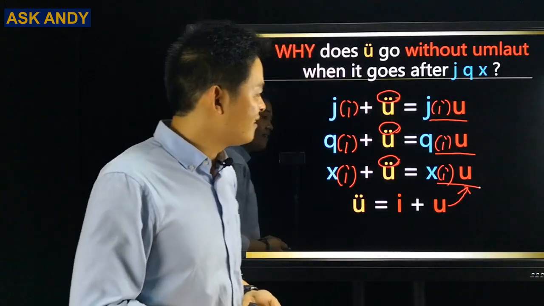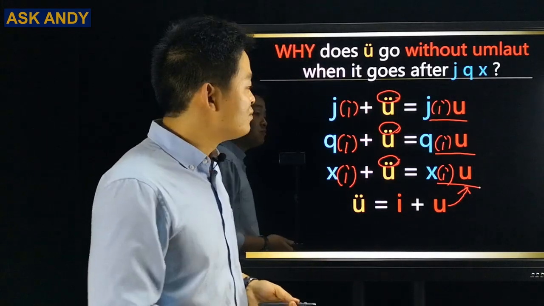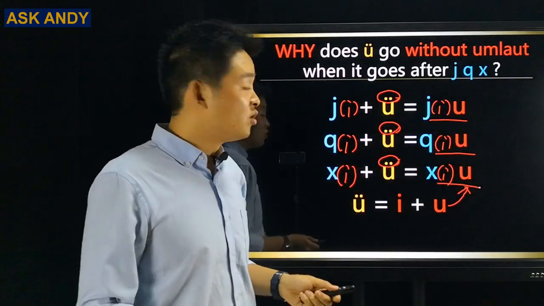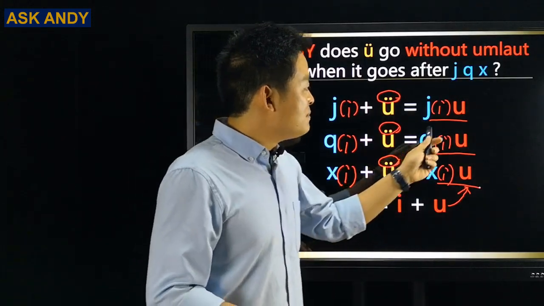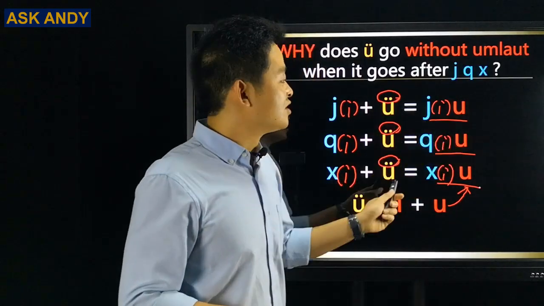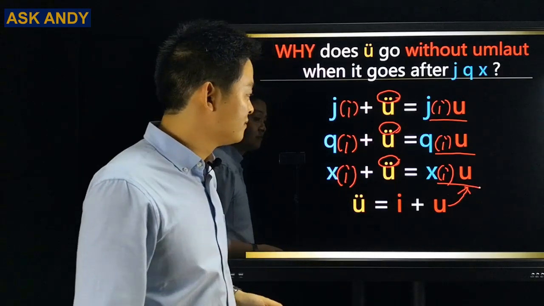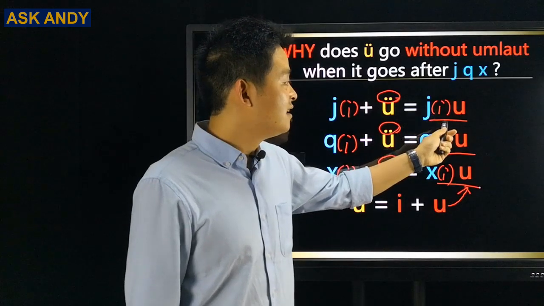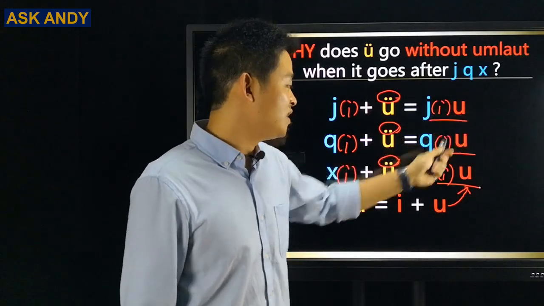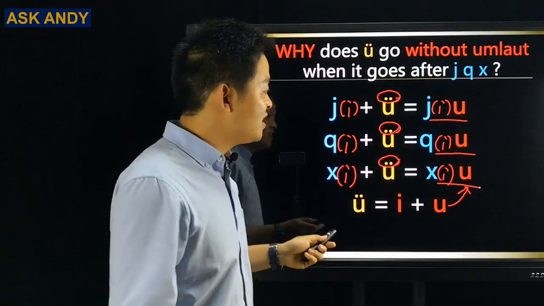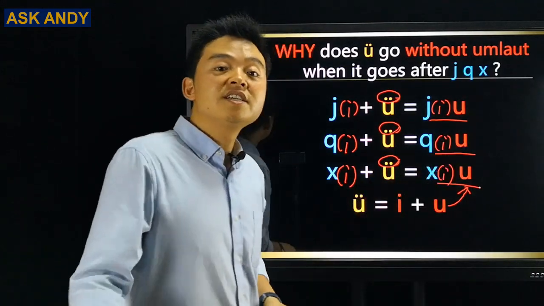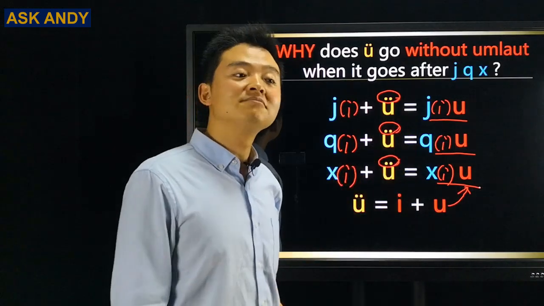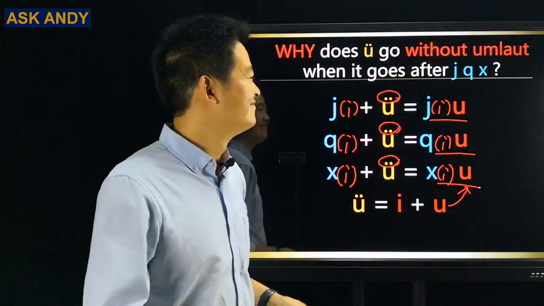Another reason is, I think, when we type, it's much easier for us to type letter U than this U. So that's why we try to remove the two dots when it's possible. So two reasons. One is, it's not necessary because we already have E, and it combines with U, it's going to make a U sound. The other reason is, it's much easier for us to type the letter U compared to U. That's my answer. I hope it makes sense to you.